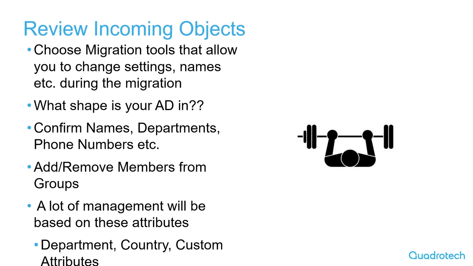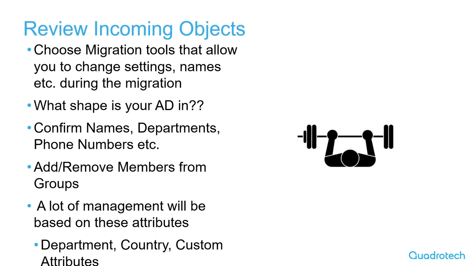We find that the majority of customers don't trust their Active Directory. They think the names are wrong, departments are wrong, the phone numbers are wrong, the managers are wrong, the group memberships are wrong. This is unfortunate, because to get a managed environment, you really need to be able to pivot off of those. So if you're doing some governance based on department or country, you need to make sure that they're correct.